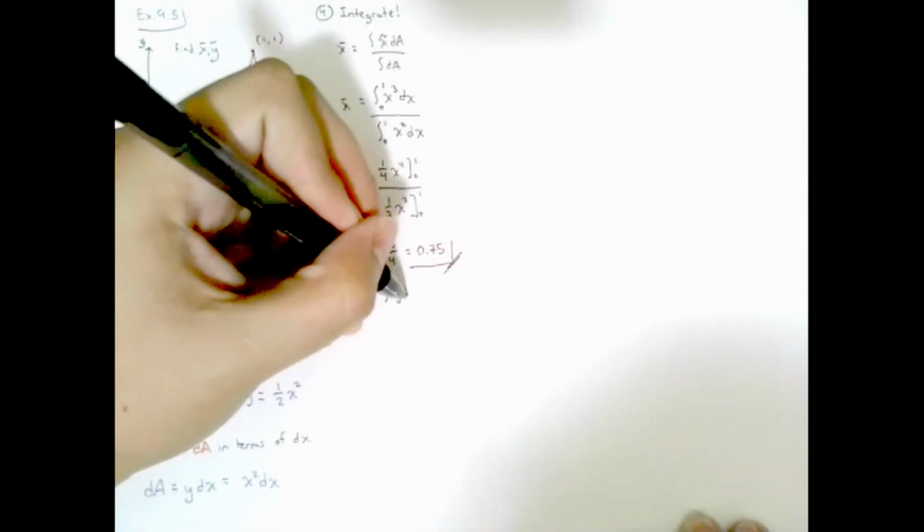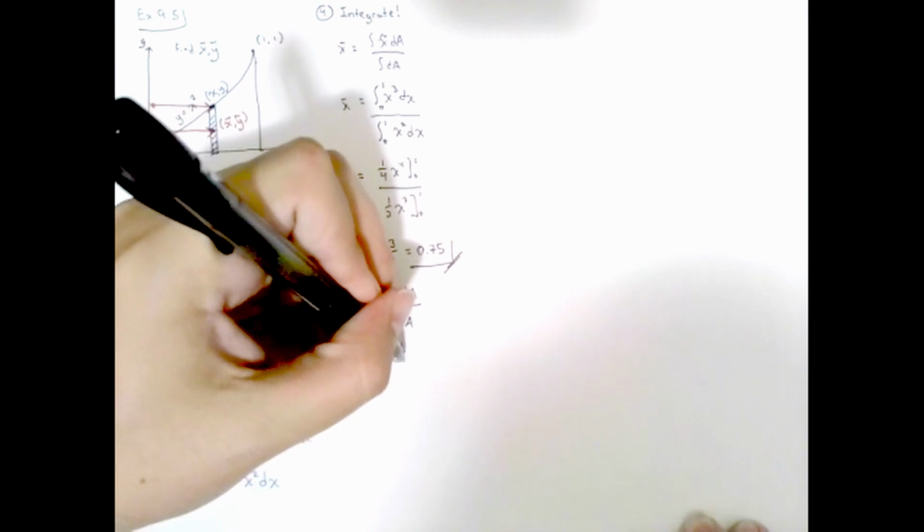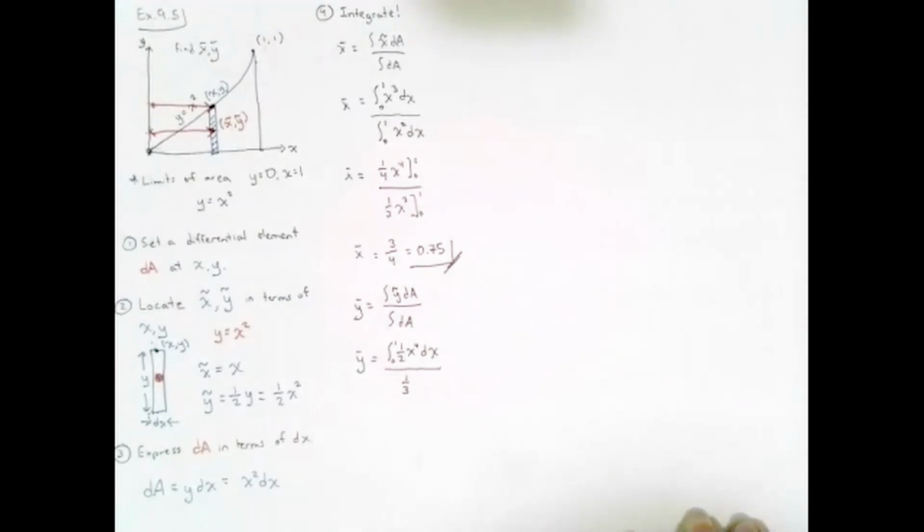Awesome. Y bar, again, is the integral of y squiggly dA over the integral of dA. We know from step number 2 that y squiggly is 1/2 x squared. So I'll just write 1/2 x squared. And we know that dA from step number 3 is just x squared dx. So x squared times x squared is x to the power of 4 dx. Limits of integration don't change, from 0 to 1. All this divided by the integral of dA. Now we already solved the integral of dA, right? It's just going to be 1/3. So I'm just going to write it as 1/3. I'm not going to resolve it because we already know the answer here.